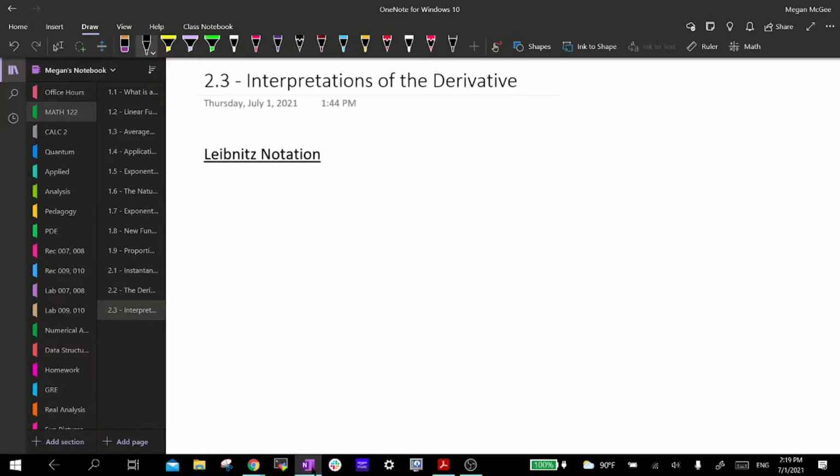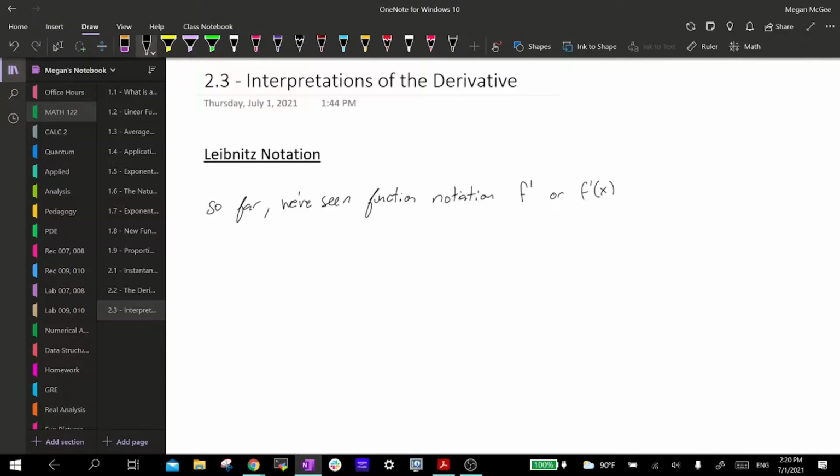Alright, welcome back everyone to section 2.3, Interpretations of the Derivative. Today we are introducing Leibniz notation. So far we have seen what we call function notation, and we know that looks like f prime or f prime of x or something like that, right? So that's what we've been seeing.